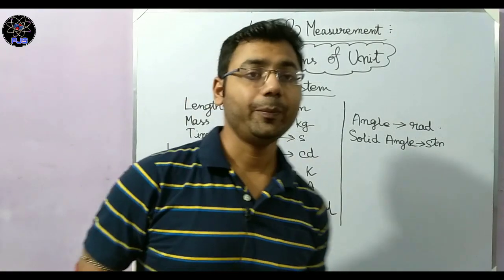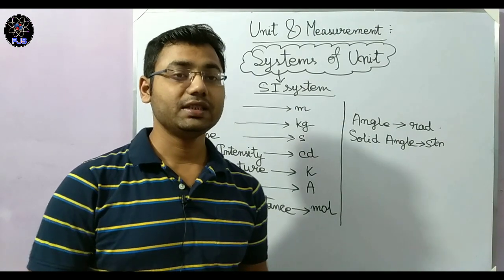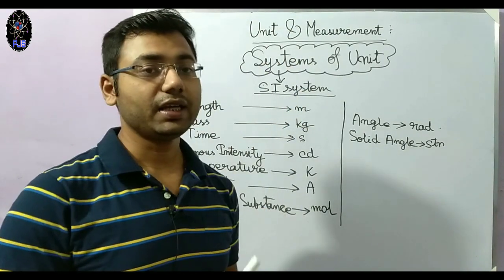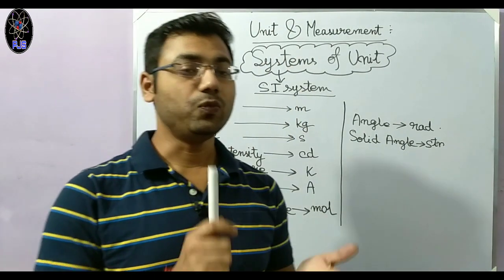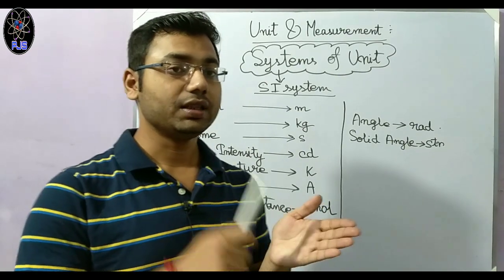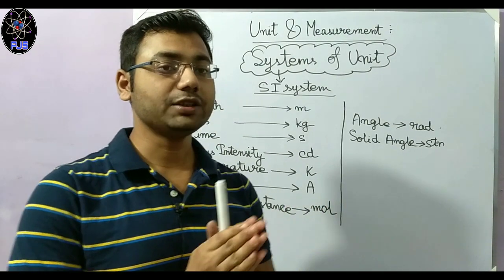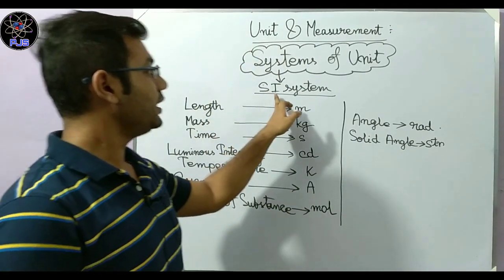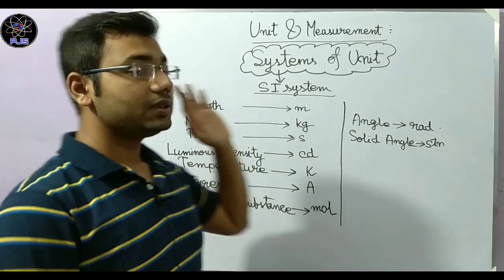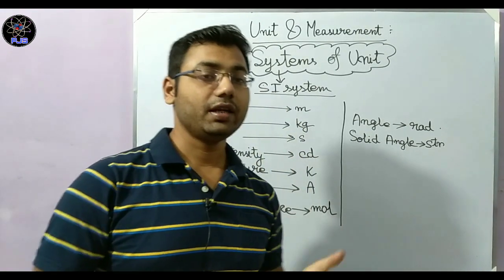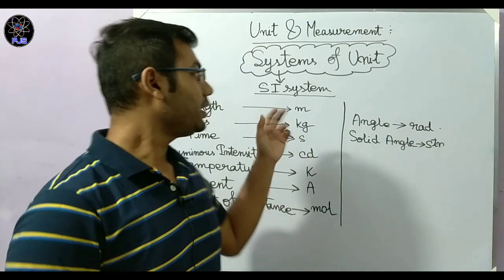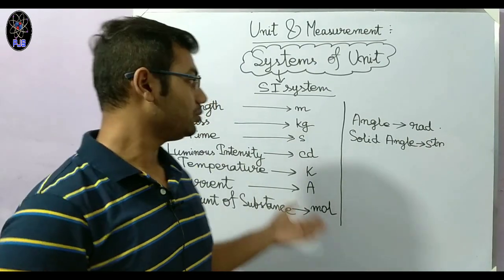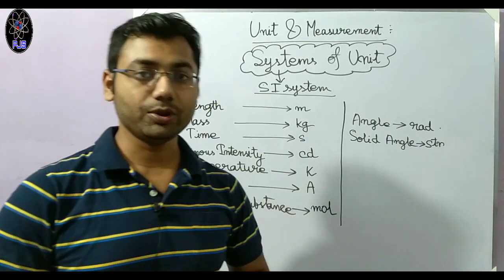Now the problem is that there are many types of unit systems like CGS, FPS, MKS. But scientists decided that there must be one system that must be used all over the world, and this system is known as the SI system. This is the standard international system. Internationally these systems can be used and every person knows about these units.